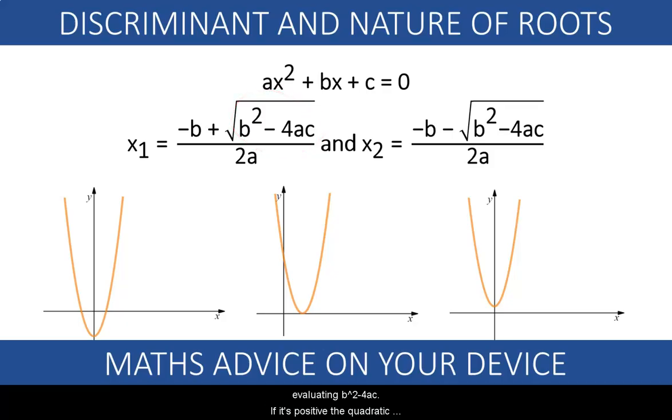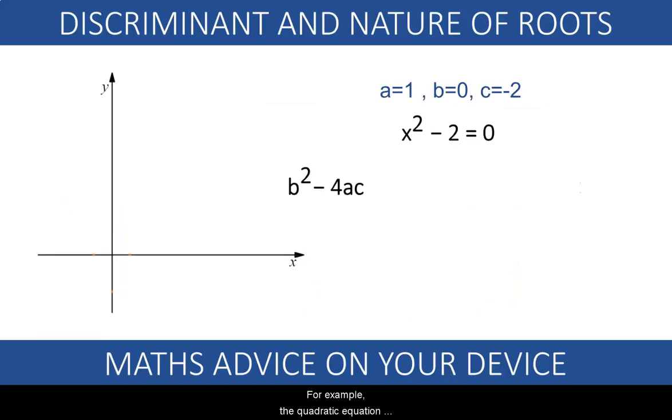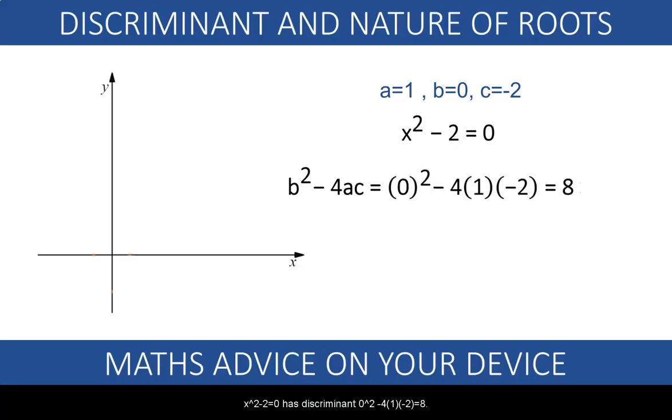If it's positive, the quadratic graph crosses the x-axis twice, therefore the quadratic equation has two real solutions. If this is 0, it touches at one point only, and if the discriminant is negative, it doesn't cross the x-axis.